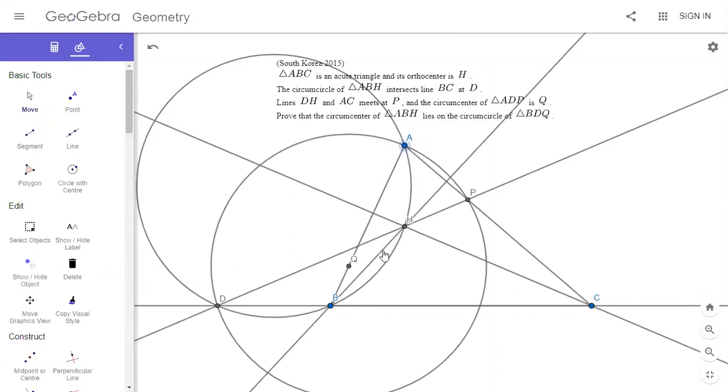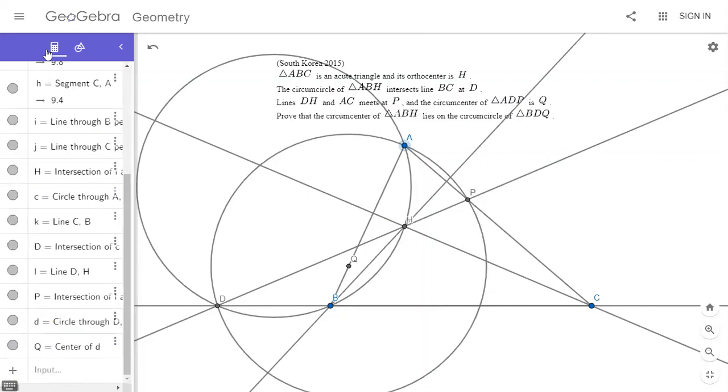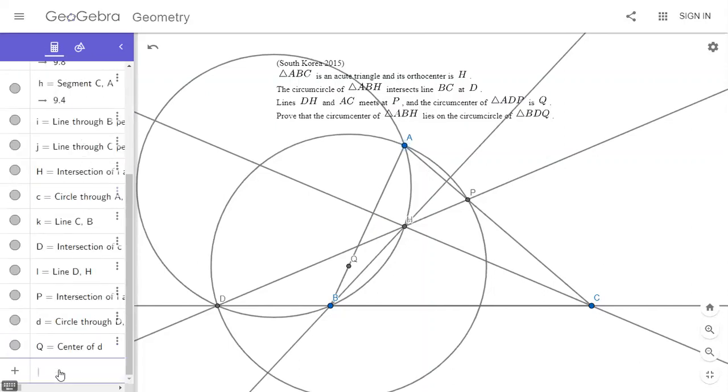Prove the circumcenter of ABH, which is point Q, lies on the circumcircle of BDP. Wait, what? Oh, the circumcenter of ADP. Oh, I'm sorry, not ADB. Oh no, Q is the circumcenter of ADP. Prove that it's the circumcenter of ABH. Okay, so we need another point.